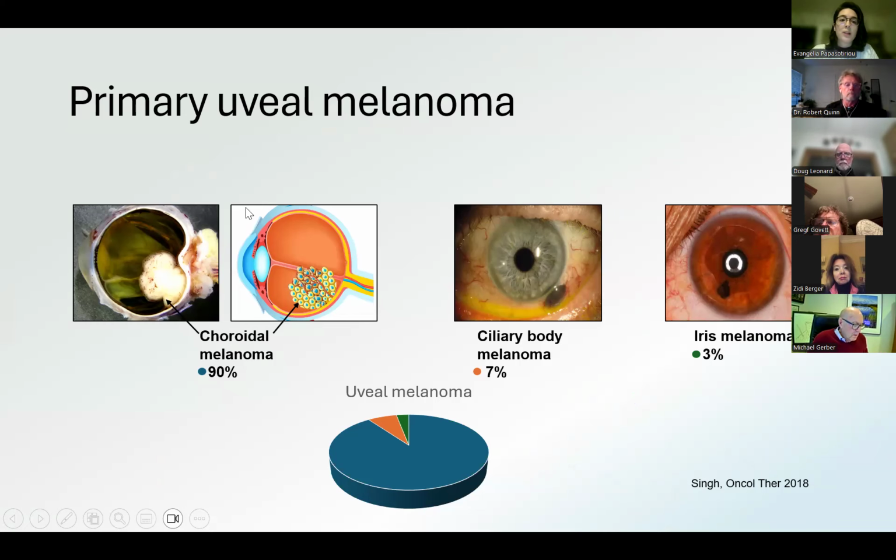So primary uveal melanoma is divided according to the sub-anatomical location. So we have 90%, the majority of the primary uveal melanomas, derives from choroid. And then the remaining 10% is divided between ciliary body and iris melanoma.